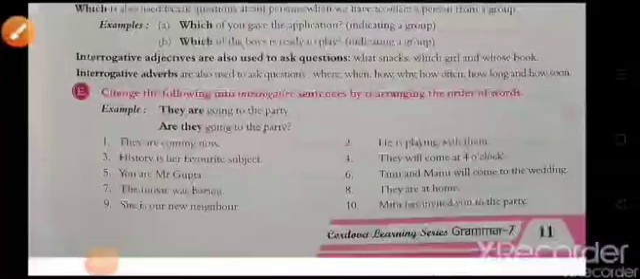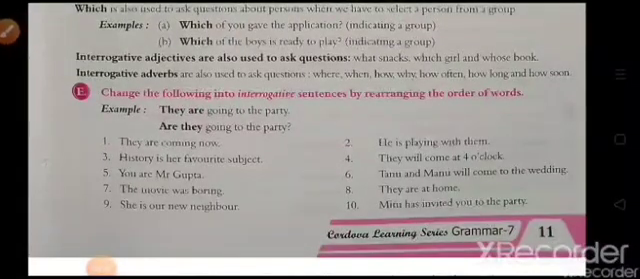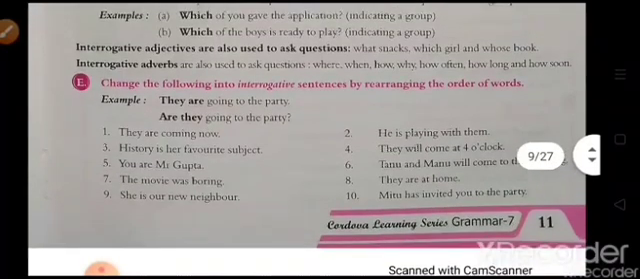Now let's move to the exercises. Exercise number E, change the following into interrogative sentences by rearranging the order of words. So we are having here words in a sentence and we have to rearrange it. For example, they are going to the party. Are they going to the party? So here we can see the auxiliary verb "are" comes in the front of the sentence.